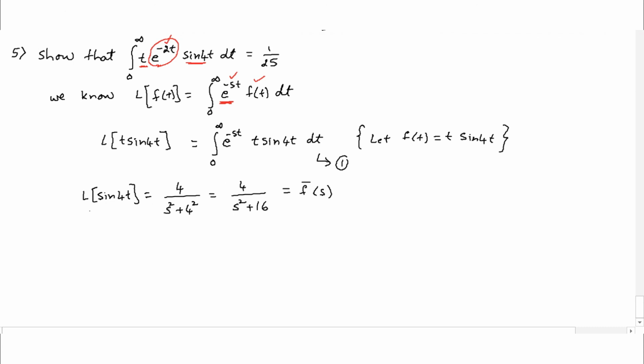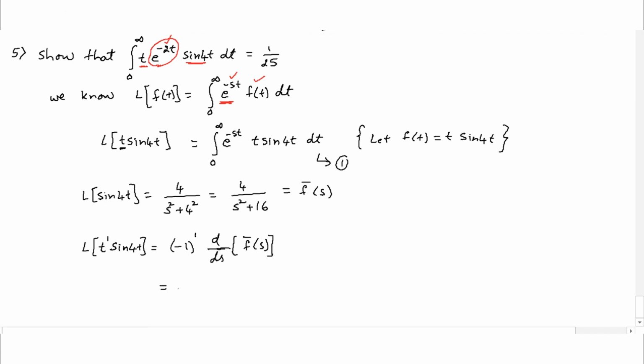Because I am using the procedure which I have done for the previous problem, in that case you have to introduce the value of t. So if you introduce t over here, because t is over here, I will be introducing t itself. So t times sine 4t. The general formula that you have is minus 1 power of n. Because the power of t is 1 over here, the n value is 1. So minus 1 power of n, d power of n by ds power of n, where n is 1, into f bar of s.